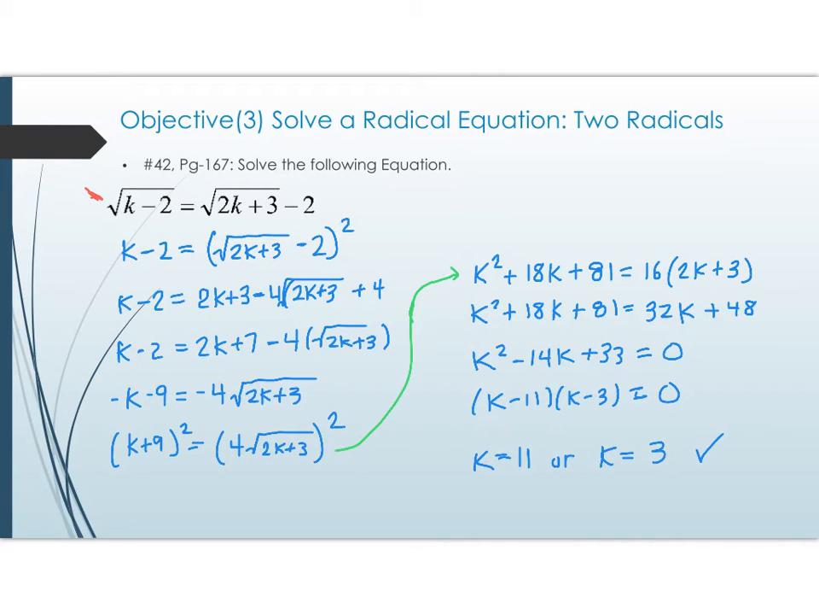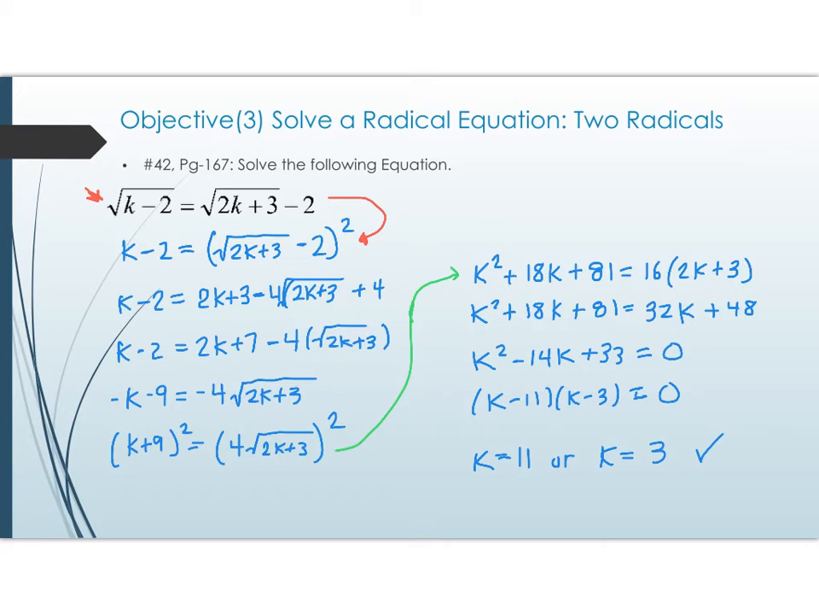If we had two radicals on the same side of the equation, we would move one of the radicals over to the other side. So in this case, we have the square root of k minus 2 is equal to the square root of 2k plus 3 minus 2. Guess what we're going to do? We're going to square both sides of the equation.